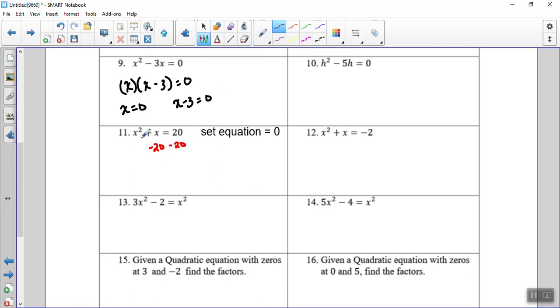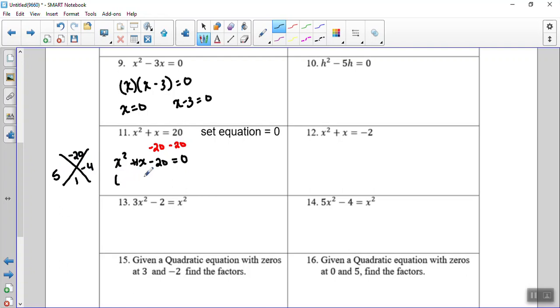And then you have x squared plus x minus 20 equals 0. And then now we have to factor this out. So I'm going to write my constant term c, negative 20 up here, and then you have 1 down here. So what two numbers multiplied together give you negative 20? 5 times negative 4, and then 5 plus negative 4 is positive 1.